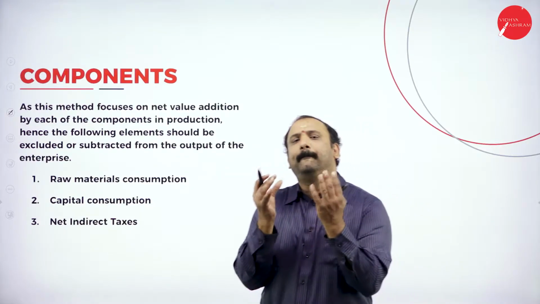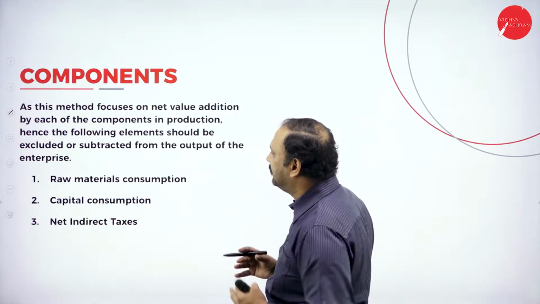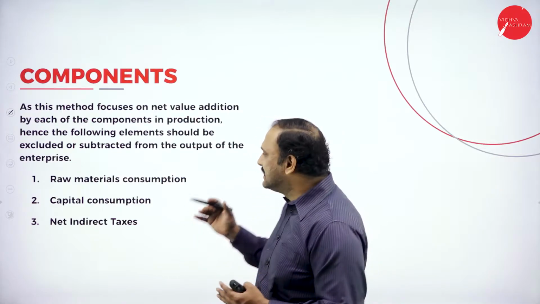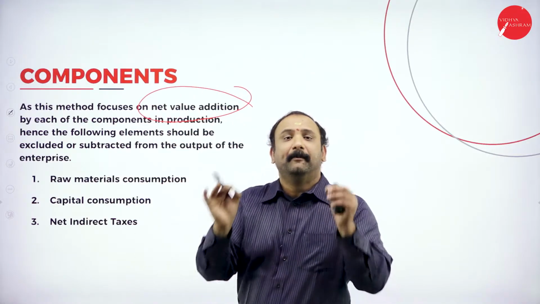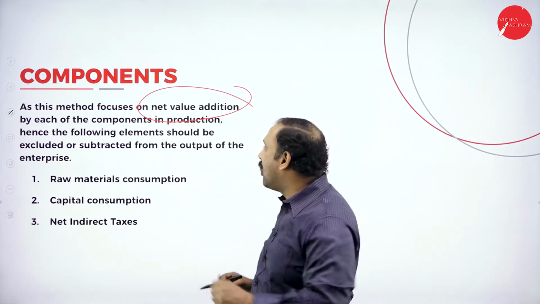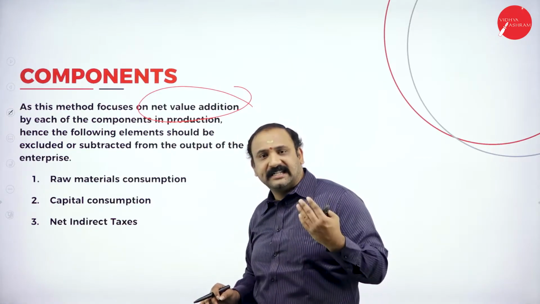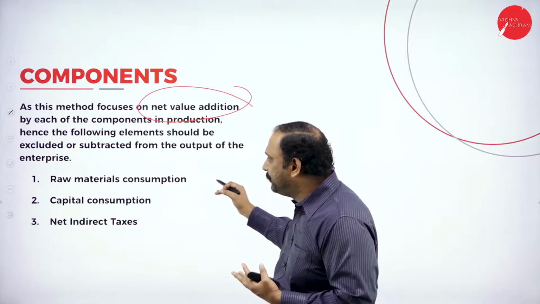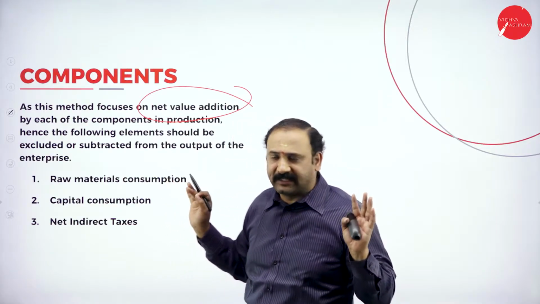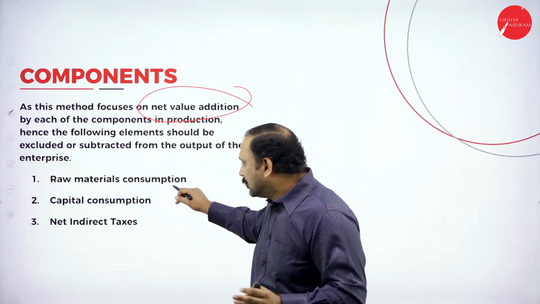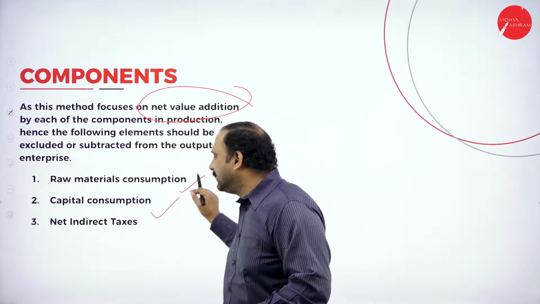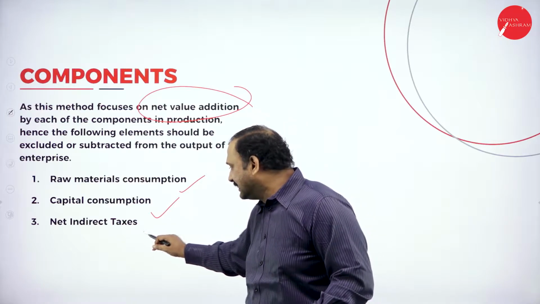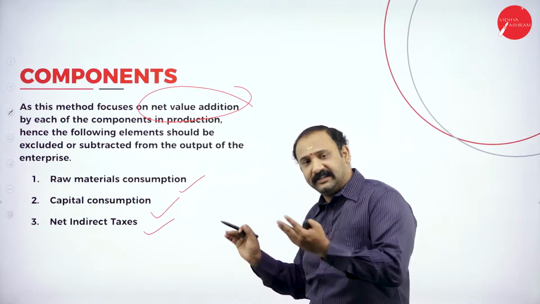Followed by the components. What are the components that we are going to talk about? As this method focuses on net value addition by each and every component in production, the following elements should be excluded or subtracted. So we are going to exclude or subtract raw material consumption. That is not going to be a part of it. Capital consumption and the net indirect tax, which we had subtracted in the previous slides.